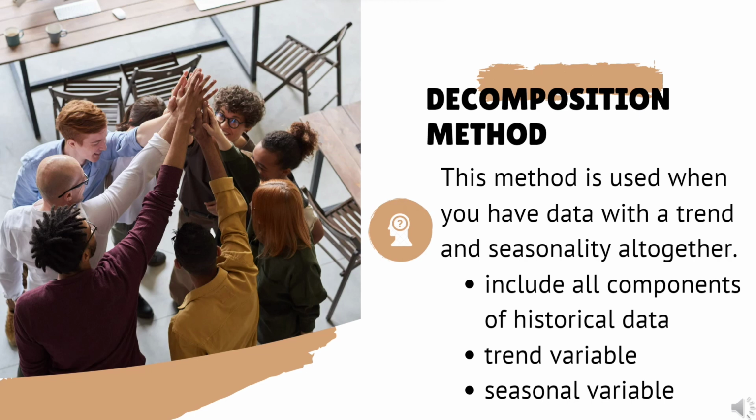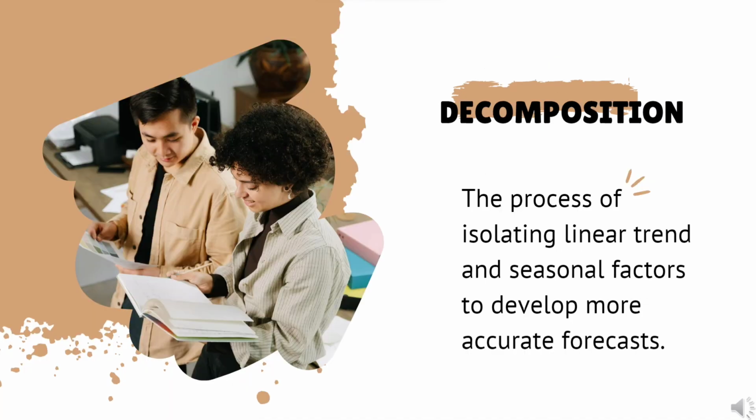The decomposition approach to forecasting recognizes that a forecast cannot be completed unless you include all the components of historical data, although the components may vary depending on what variable you are attempting to forecast. When both trend and seasonal components are present in a time series, the forecasting model selected must address this. The process of isolating linear trend and seasonal factors to develop more accurate forecasts is called decomposition.